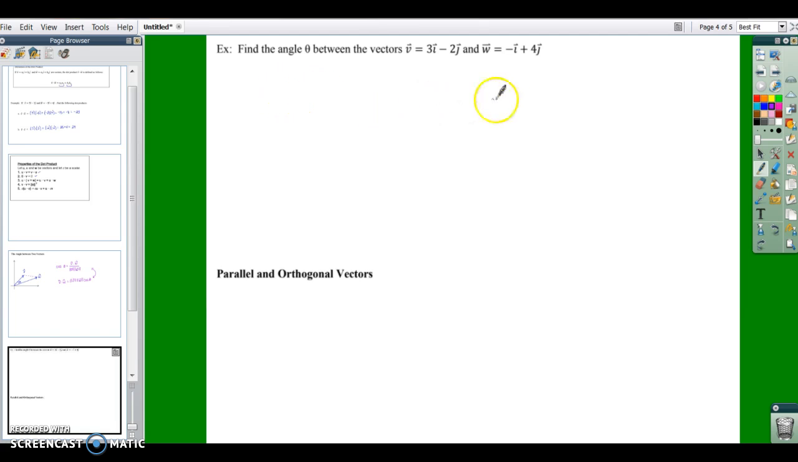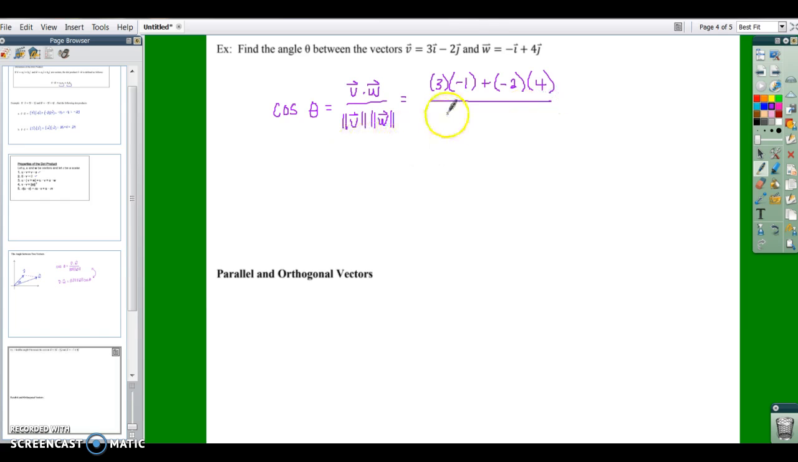So if I am asked to find the angle between two vectors, then I'm going to use the formula in this form. I'm going to say the cosine of theta is the dot product over the product of the magnitudes. And so the dot product is I'm just multiplying my horizontal components by my vertical components over the magnitude. Well, the magnitude of v, 3 squared plus -2 squared, so that's going to be 9 plus 4, or √13. And for w, remember that the magnitude is just basically doing the Pythagorean theorem. So I've got -1 squared plus 4 squared, so that's going to be √17.